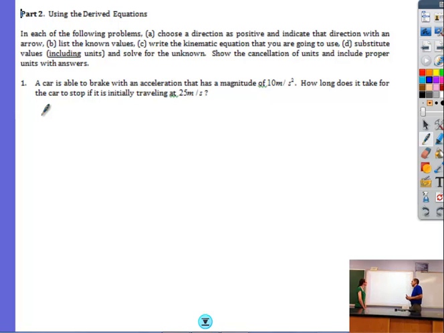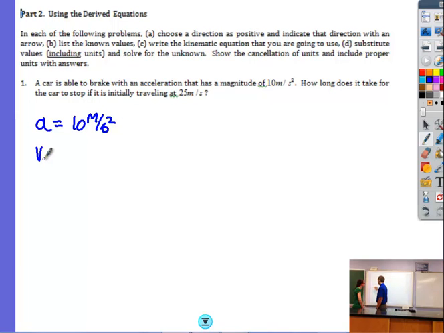Our first problem says a car is able to brake with an acceleration that has a magnitude of 10 meters per second per second. So that's the first piece of information I've got: an acceleration of 10 meters per second squared. It doesn't tell us positive or negative yet, so let's keep reading and see what it says. How long does it take for the car to stop if it's initially traveling at 25 meters per second? That actually told me 2 pieces of information.